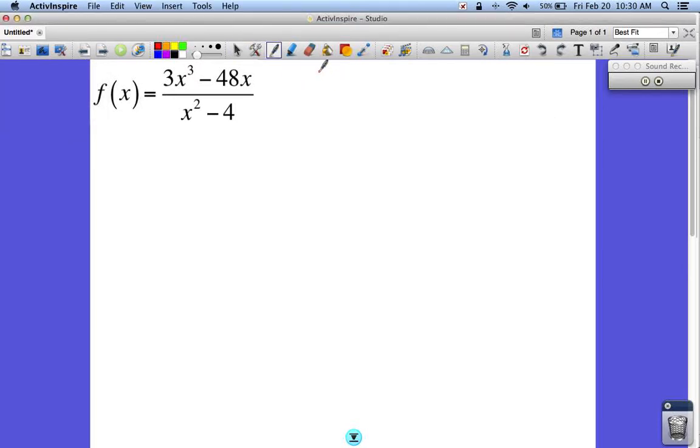So first things first, we want to start with finding the zeros of the function. So we're literally going to find out when the numerator is equal to 0. I can do that by factoring a 3x out, and I'm left with x squared minus 16. When does that equal 0? Well, when x is 0, and also when x is plus or minus 4. So we end up with 3 x-intercepts.